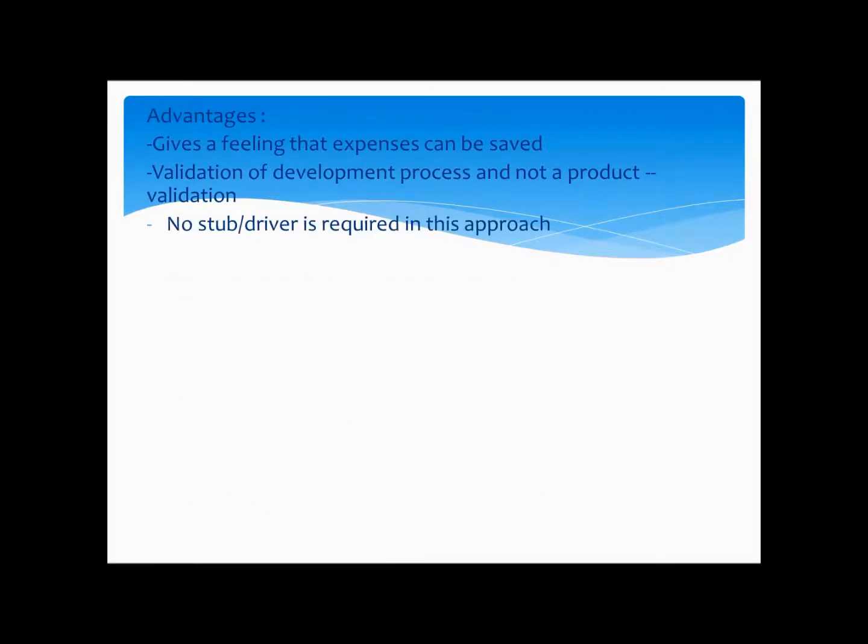There are several advantages of Big Bang testing. First, it gives a feeling that expenses can be saved. Second, it is a validation of the development process and not a product validation. Third, no stub or driver is required in this approach, so it saves a lot of time. The Big Bang approach is very fast.